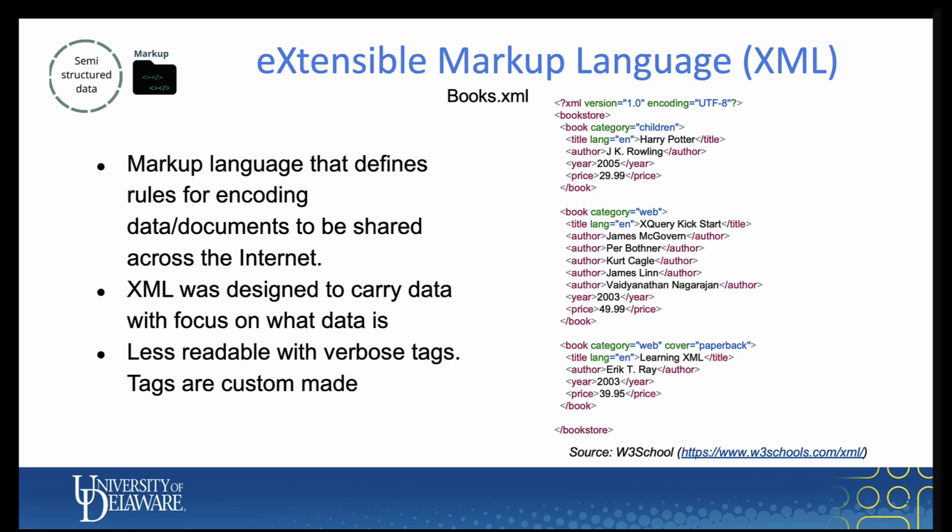Markup language like XML defines rules for encoding data documents to be shared across the internet. XML is a format that is human readable. Its design goals involve strong support for various human languages, and it is platform independent and simple. XML was designed to carry data with focus on what the data is. It contains some tags, as you can see, and these tags are custom-made.